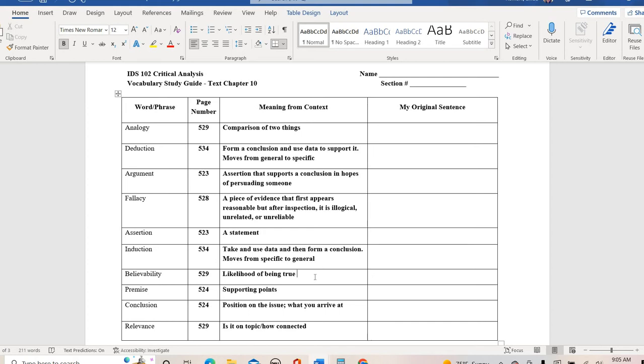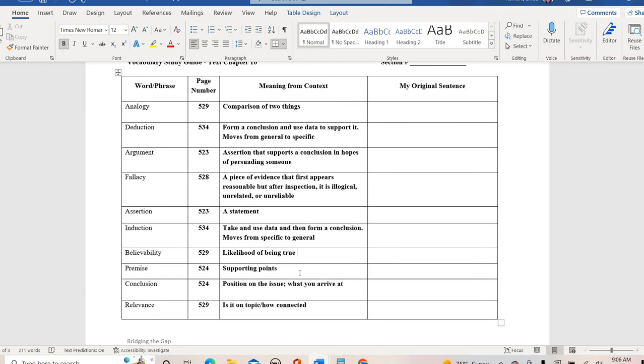Believability is how likely is this to be true? How likely can you believe it? In this case, they're talking about arguments. Premise is the supporting points, like you have your argument and then you say, okay, here's my premise. Here are all the points that are going to support this argument.